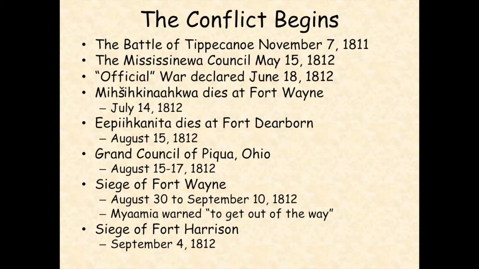And Tecumseh sent a message to the Myaamia, again, a sign that we were not allied with him, we're not allied with the British, that we need to get out of the way lest we be crushed beneath his boot. And so while he wasn't going to attack us, he expected us to get out of the way while he attacks the Americans.